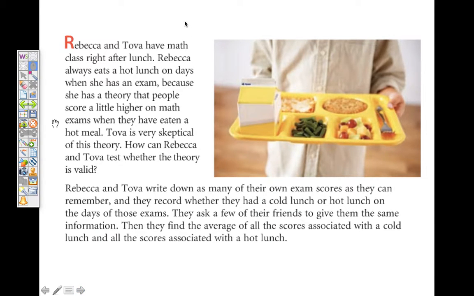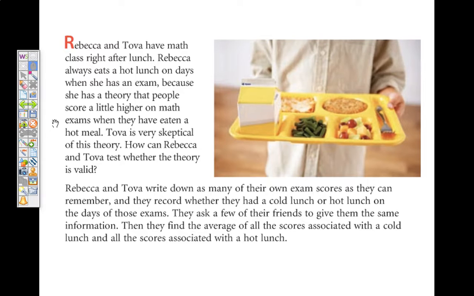Rebecca and Tova have math class right after lunch. Rebecca always eats a hot lunch on days when she has an exam because she has this theory that people score a little higher on math exams when they have eaten a hot meal. Tova is very skeptical of this theory. How can Rebecca and Tova test whether the theory is valid?